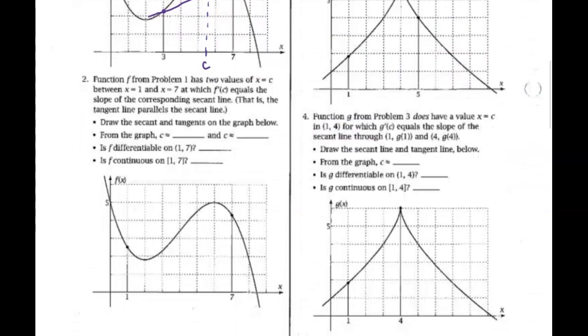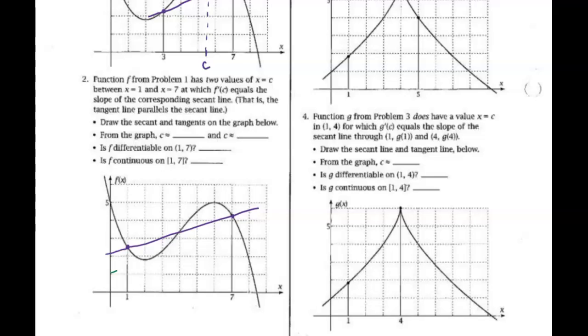So now we have two values between 1 and 7 where MVT applies. So first we'll draw the secant line, and you're welcome to pause at any point and just kind of try this on your own too, and then come back. It's up to you. There's our secant line. Then we can draw two different tangent lines.